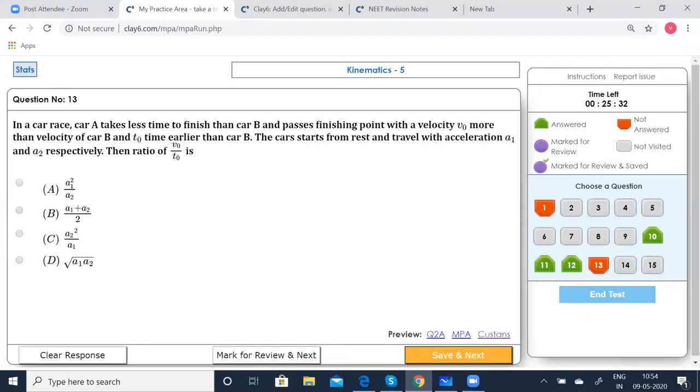In a car race, car A takes less time to finish than car B and passes the finishing point with a velocity v0 more than the velocity of car B, and t0 time earlier than car B. The cars start from rest and travel with acceleration a1 and a2 respectively. Then the ratio of v0 by t0 is? Let's quickly solve that.